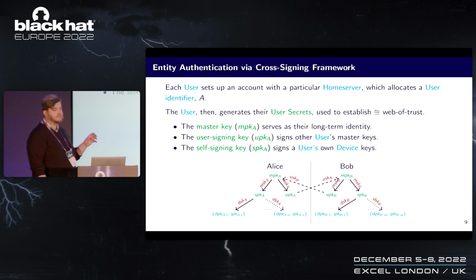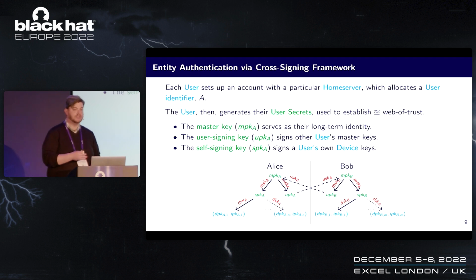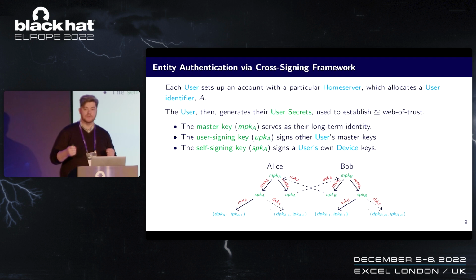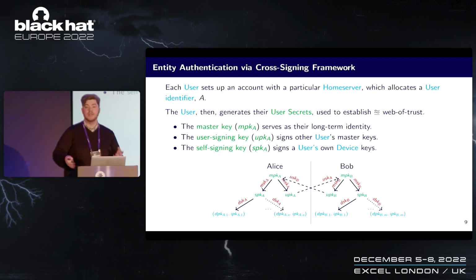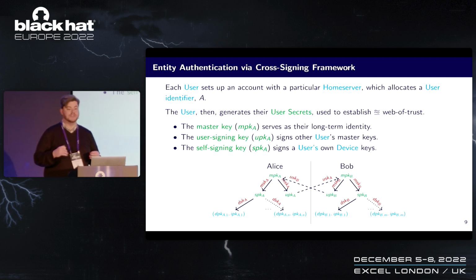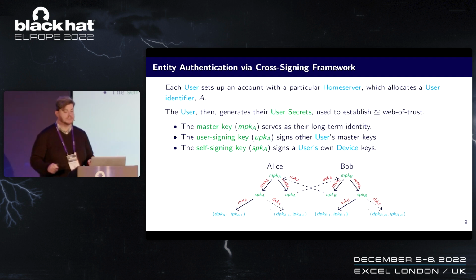The cross-signing framework essentially allows you to establish a web of trust. What happens is each user is going to set up an account with a particular home server, which allocates that user a user identifier. The user then generates a set of what we call cross-signing secrets or user secrets. These are going to be used to authenticate lots of different public keys in order to establish Olm channels. So we have our master key, which serves as the long-term identity of Alice and is also essentially the root of trust from Alice. Everything flows from this master key.